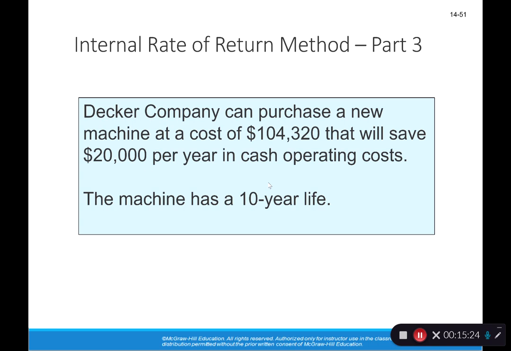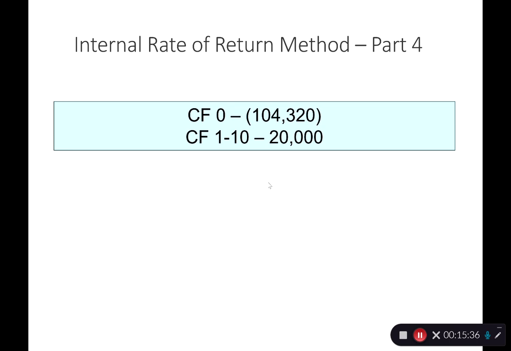So let's look at a quick example. Decker Company can purchase a new machine that costs $104,320, and it'll save $20,000 a year in cash operating costs. The machine has a 10-year useful life. So in order to figure out our IRR, we need to define our cash flows. Cash flow 0 would be the initial cost, $104,320. Cash flows 1 to 10 would be the cost savings of $20,000 a year.